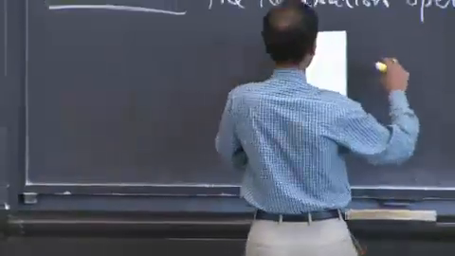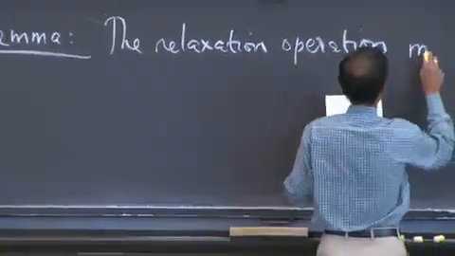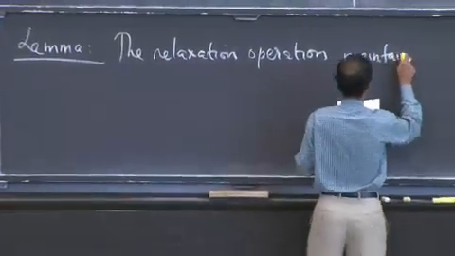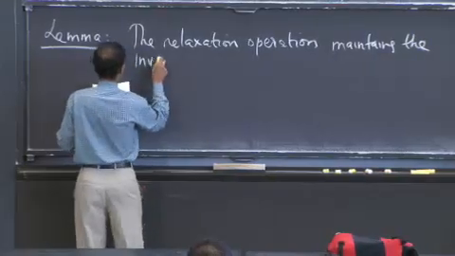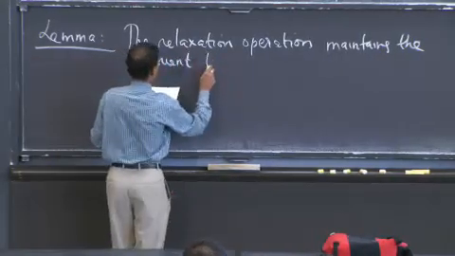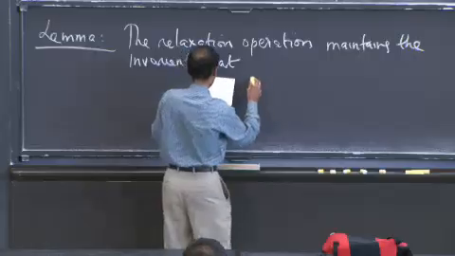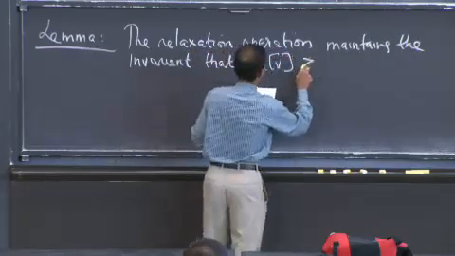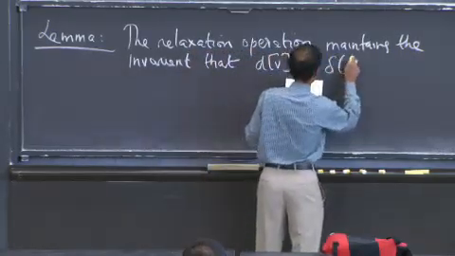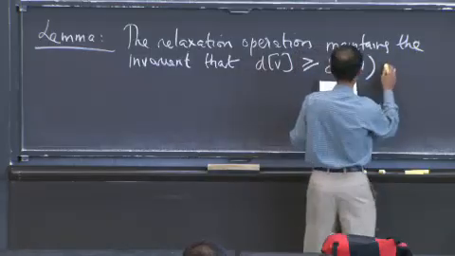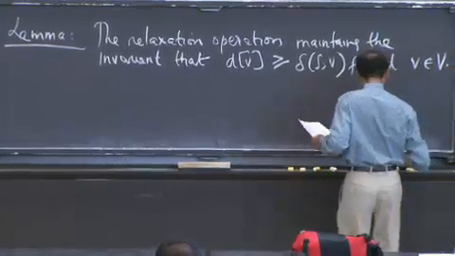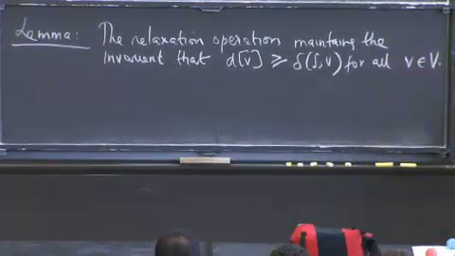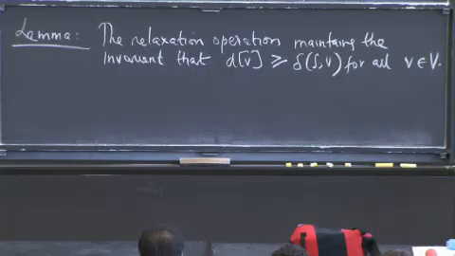Okay, so the relaxation operation algorithm maintains the invariant that d of v is greater than or equal to delta SV for all vertices. Okay? So that's a powerful lemma. It's a fairly straightforward lemma to prove, but it's an important lemma.